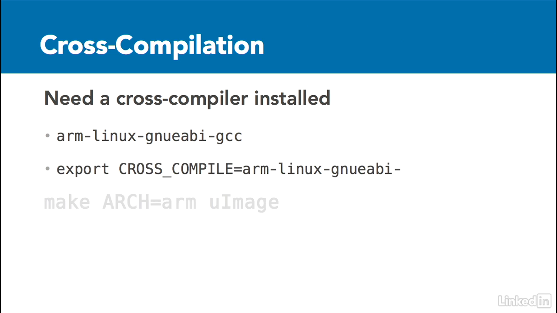And then you can say make ARCH equals the architecture you want, say ARM, and what you want to make, like uImage. It'll use a cross compiler and it'll make a uImage. In this case, the uImage would be ARM code.